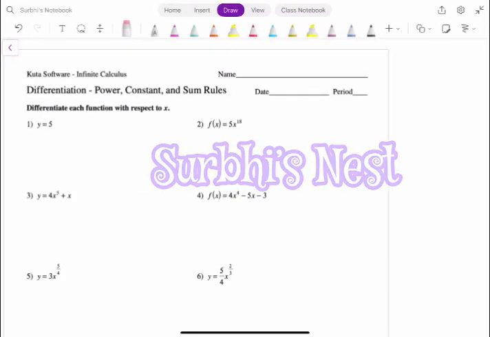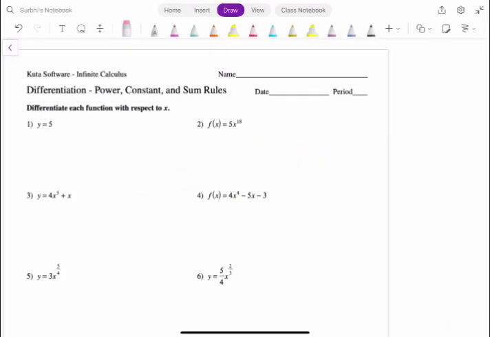Welcome back. Today we will be talking about differentiation with the power, constant, and sum rules. Let's talk about what the power rule is.